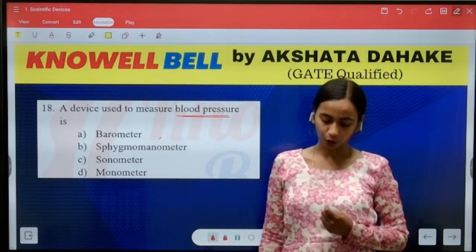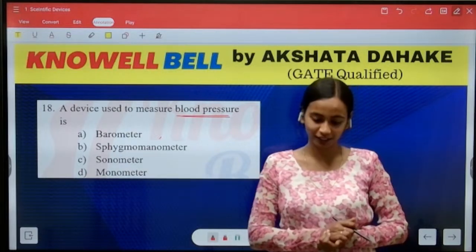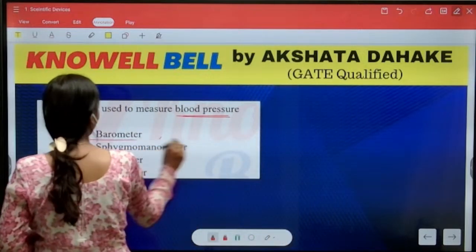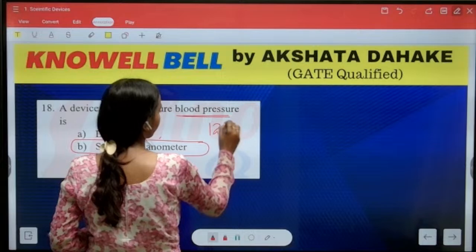Okay. Already. Ishu has provided D as the answer. Everyone else, what will be the right answer for question? B. Correct, Raman. Right. B is the right answer. Sphygmomanometer. Sphygmomanometer. What is the normal blood pressure of human being?